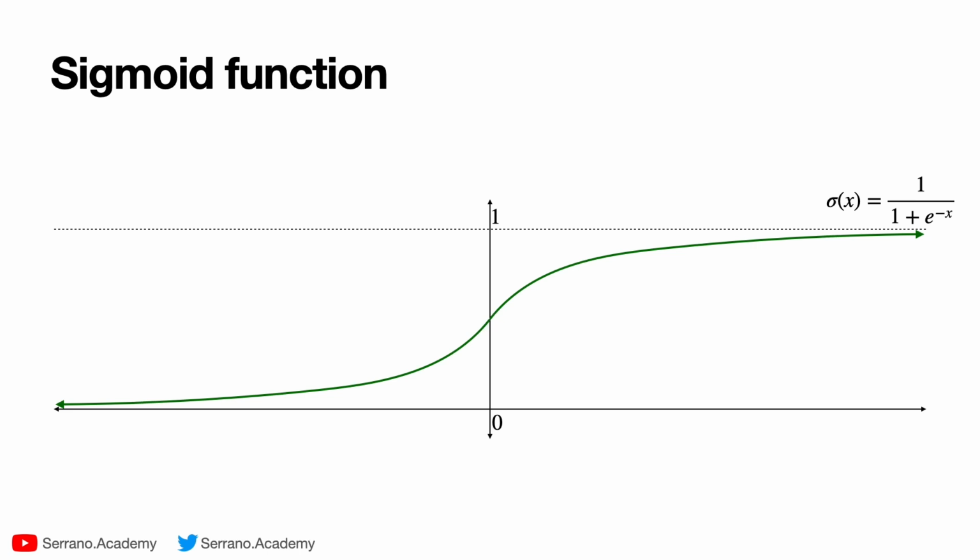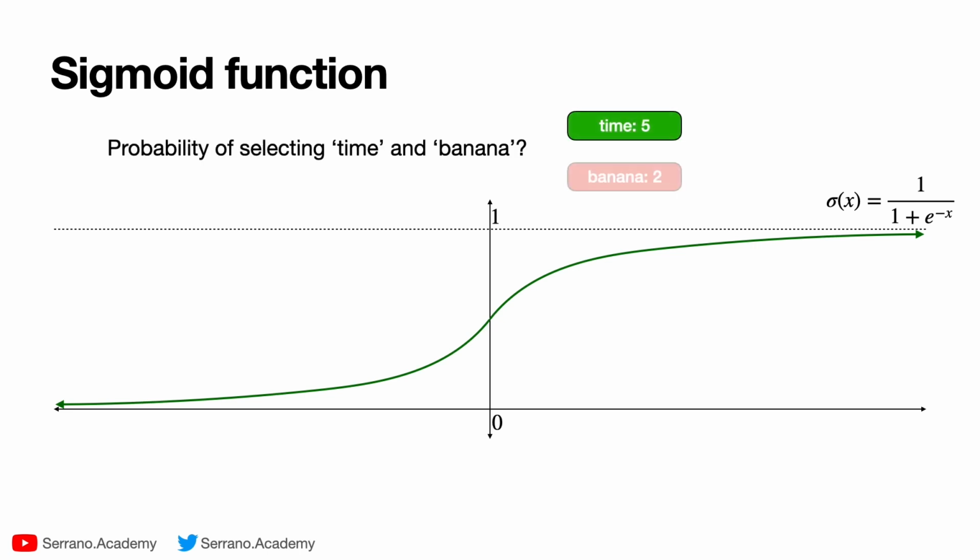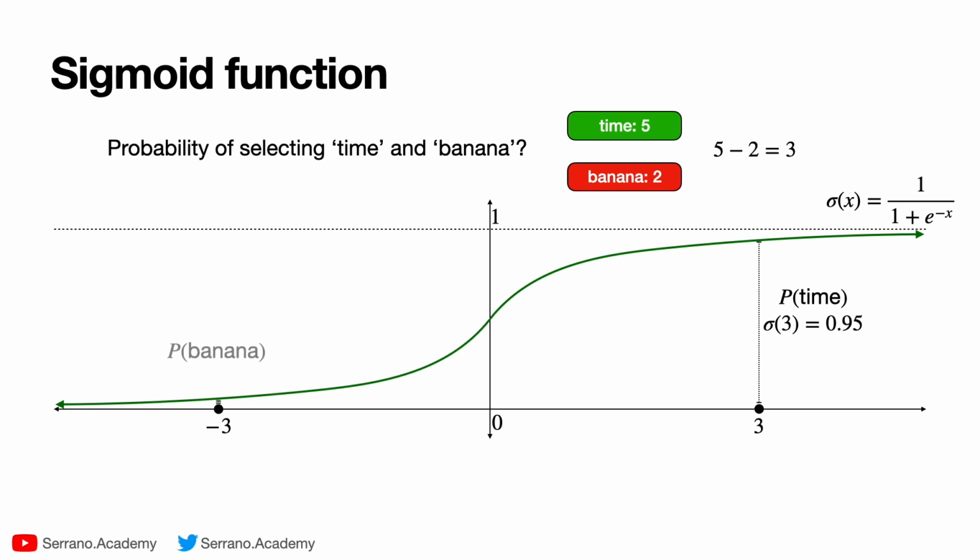And with the sigmoid function we can calculate these probabilities much quicker, because what's the probability of selecting time and banana? Well, if the reward for time is 5 and the reward for banana is 2, we simply subtract them, get 5 minus 2 equals 3, locate the 3 here, then locate the minus 3 here, and then the probability of the winning one, time, is sigmoid of 3, which is 0.95, and the probability of the losing one here is P of banana, which is sigmoid of minus 3, or 0.05.